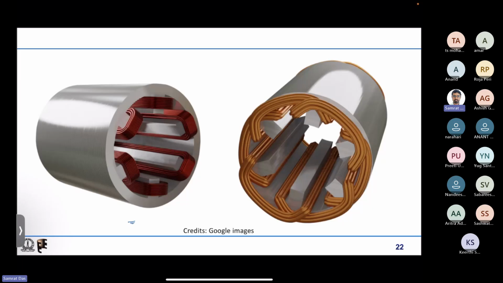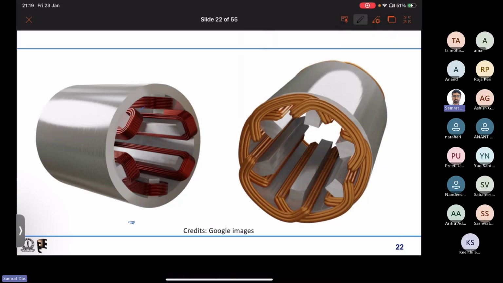So you should be able to see that this is the pole, one coil is basically wound around this pole. So this is wound around this pole, and this is going all the way axially, and again it is coming back like this, right? So this is the case for concentrated coil.